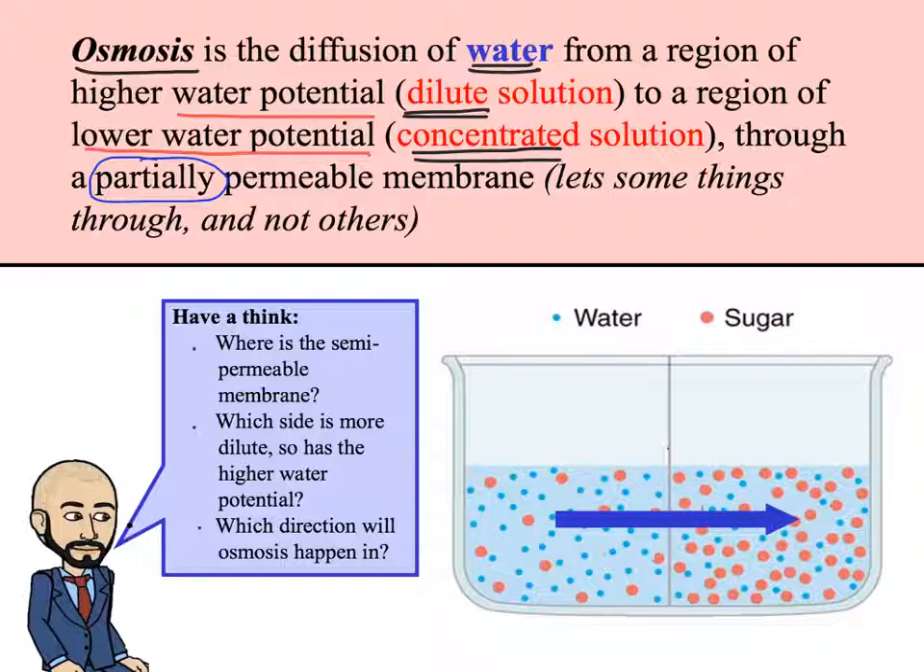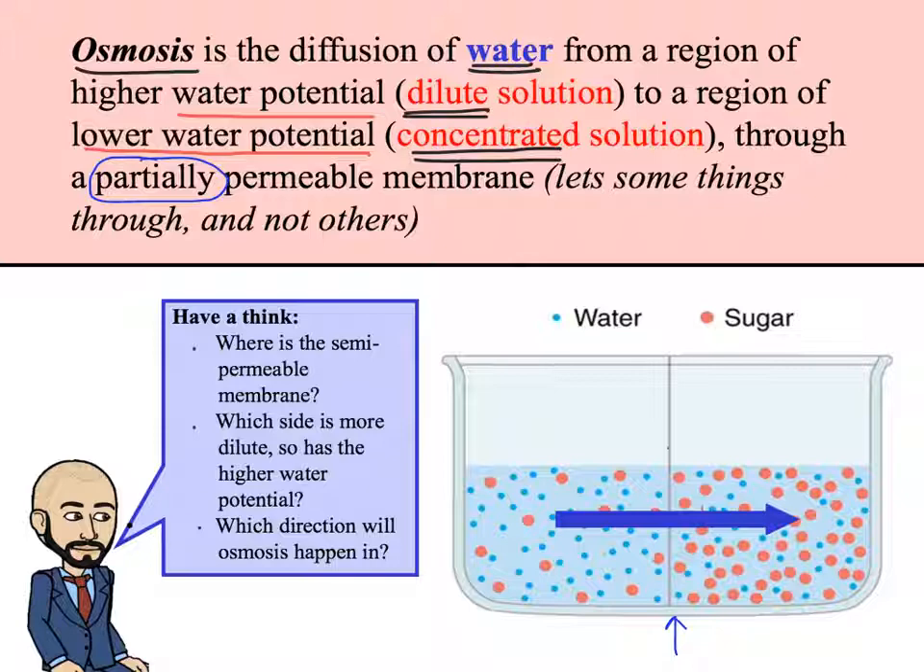So this is meant to represent almost like 2 cells. I've got a container here, you can see, divided in the centre by this partition. And this is going to act as our sort of membrane. We've got water and sugar solution in these containers.